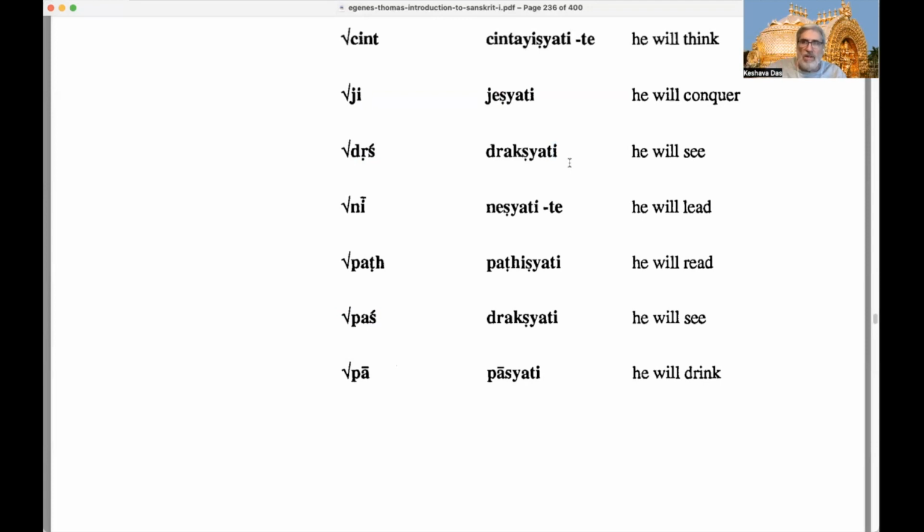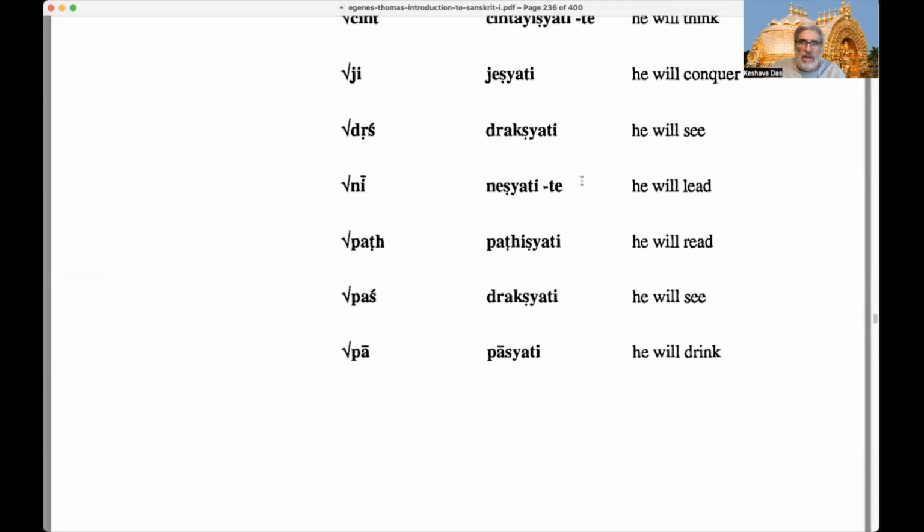Ishyami means I will. I will in the future free you. Moksha yishyami: I will liberate you in the future. It's a future tense. Mokshi shami. So we get that ish, and then we get ami, which is the first person singular active ending.